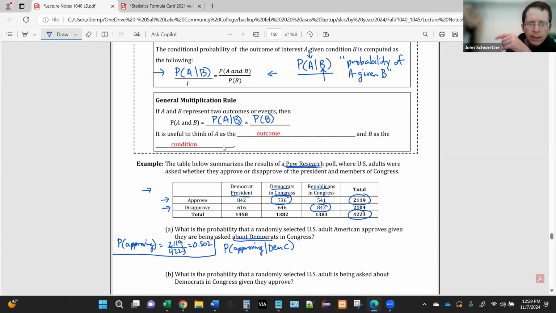So A is approving, and what's B? B is Democrats in Congress. Wherever I see an A, I'm going to have approving. Wherever I see a B, I'm going to have Democrats in Congress. So let's fill that in. What's the probability of the person approving and being asked about Democrats in Congress? That's the numerator. Then we're going to divide by the probability of the second event, which is being asked about Democrats in Congress.